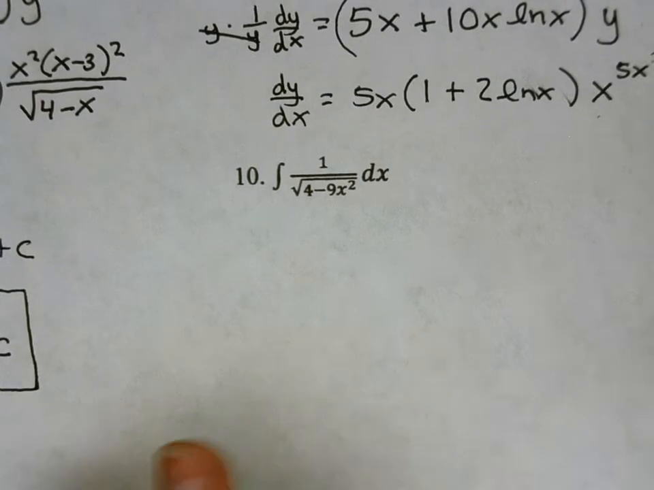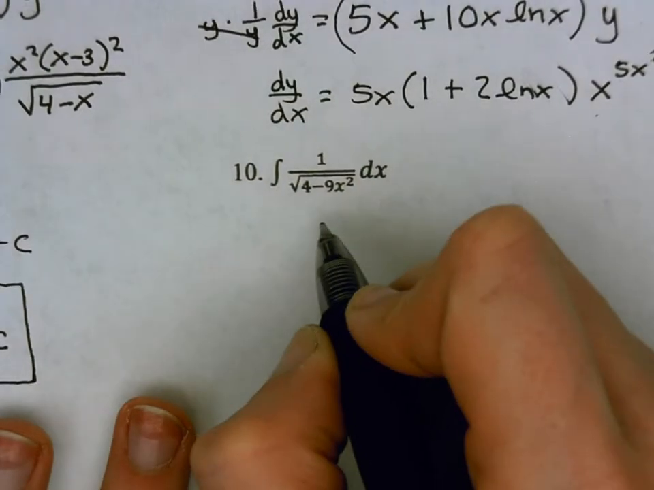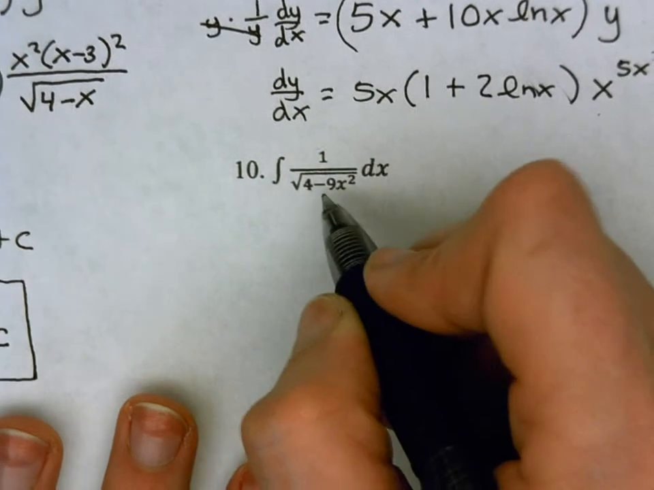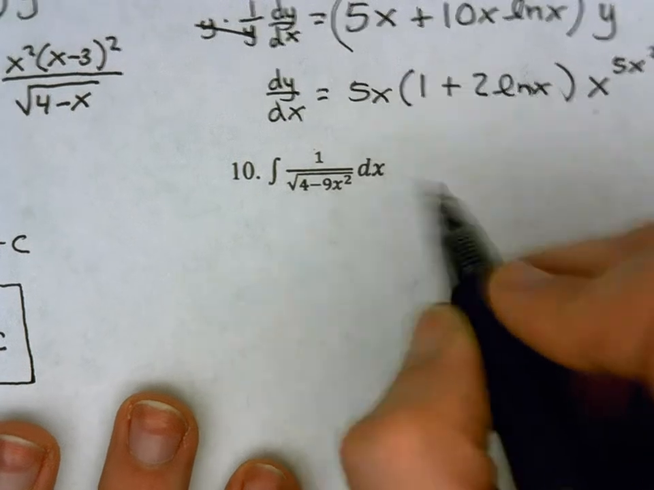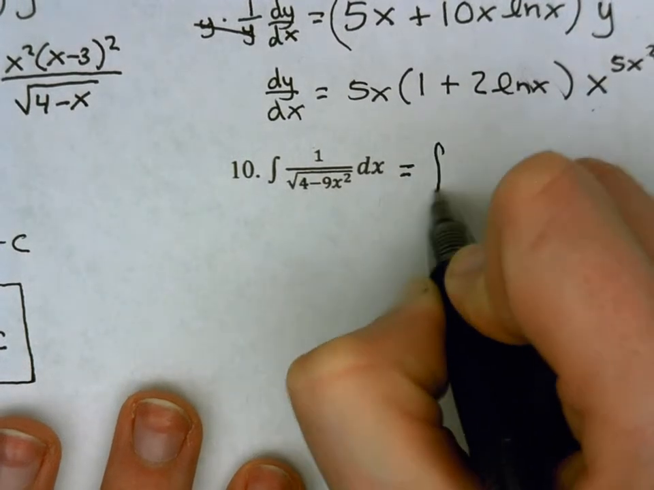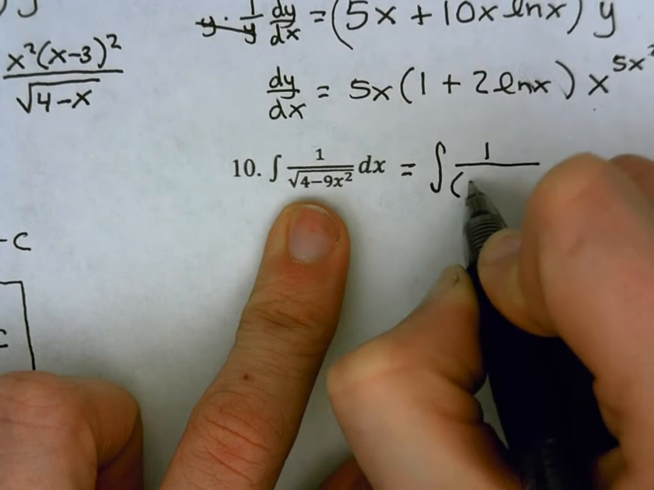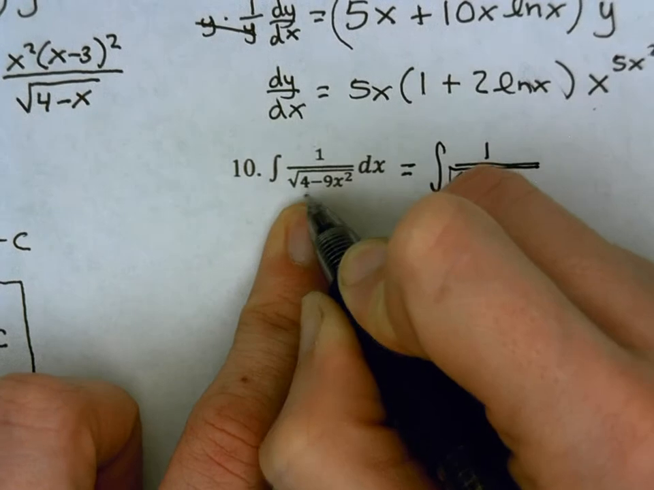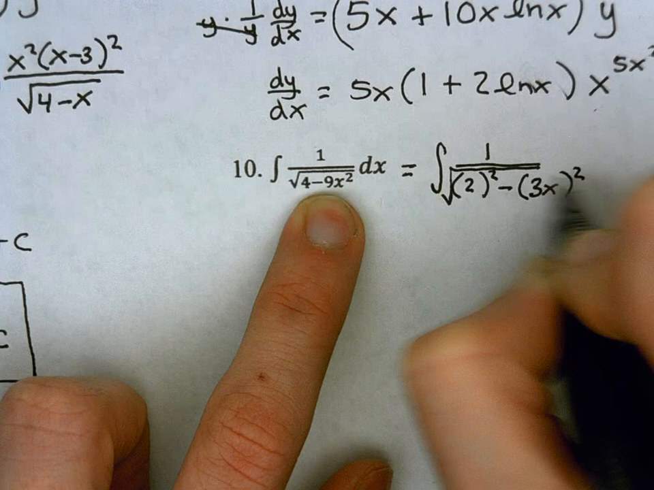Okay, number 10, we have the integral of 1 over the square root of 4 minus 9x squared dx. Looking at my integration rules, this looks the most like arc sine. Arc sine is 1 over the square root of a squared minus u squared. So I'm going to see, can I rewrite it in that form? 1 over the square root of my a squared, which would be 2 squared, minus my u squared, which in this case would be 3x.